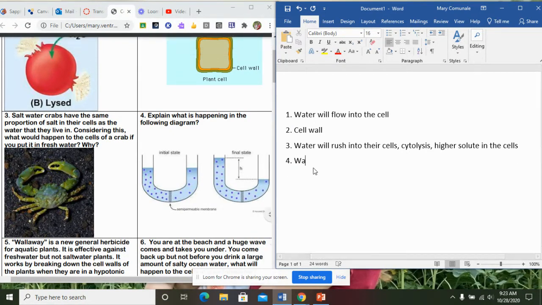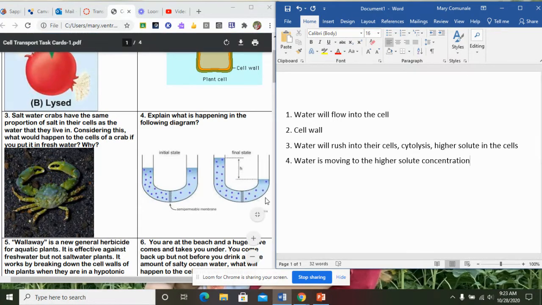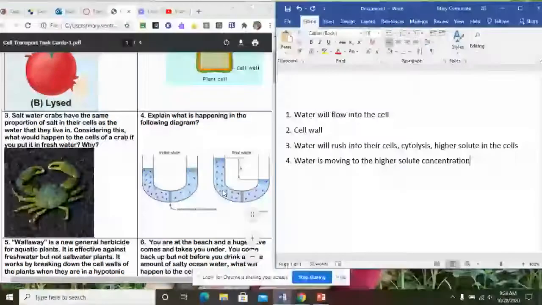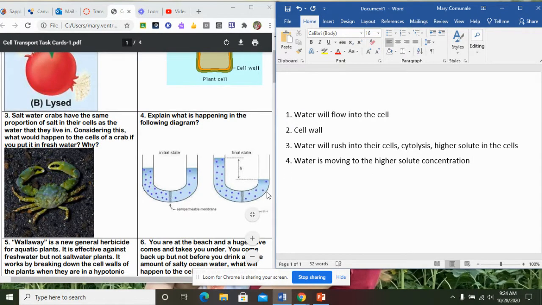So water is moving to the higher solute concentration. Water is trying to make sure that there is an equal amount of space around all solute particles, both these ones on the right side and the ones on the left side. It wants everything to be equal. Water is very nice like that.